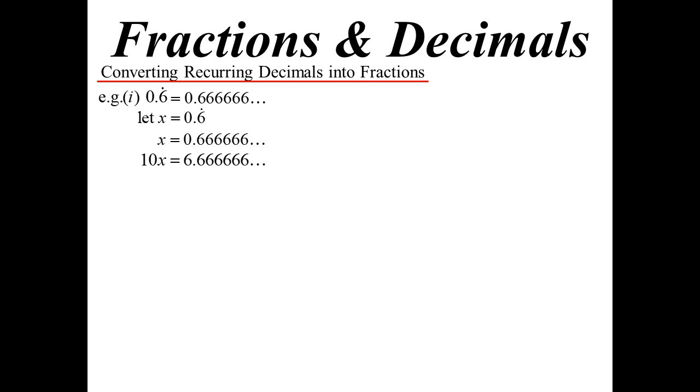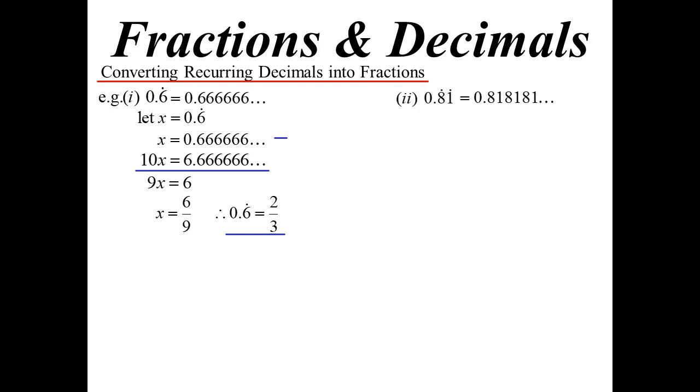So whilst those 6's go on forever, I can subtract, because I know in every position, the tenths, the hundredths, they have the same number. So if I subtract, they will disappear. And I'll be left with 9x is 6. So x is 6 on 9. It simplifies down to be 2/3. So that's 0.6 repeater. That's the idea.